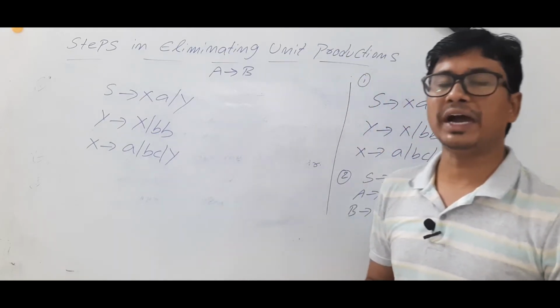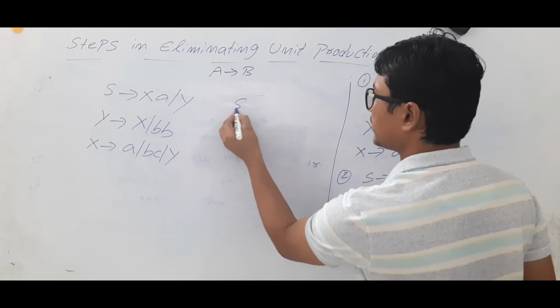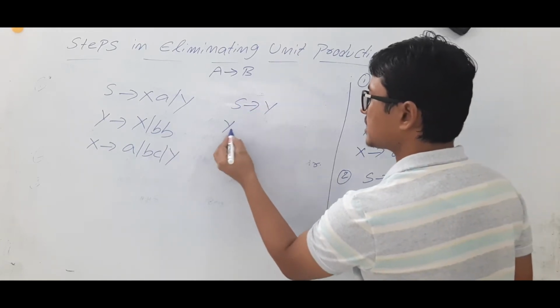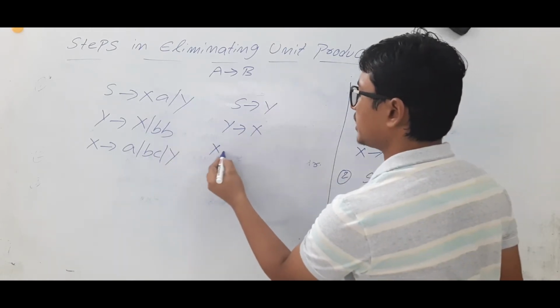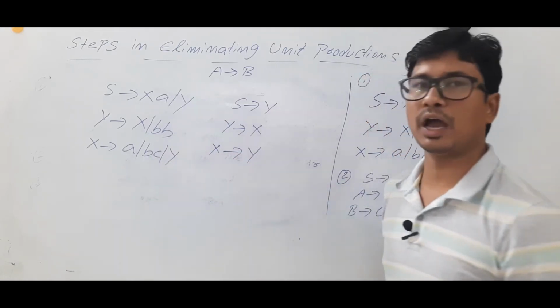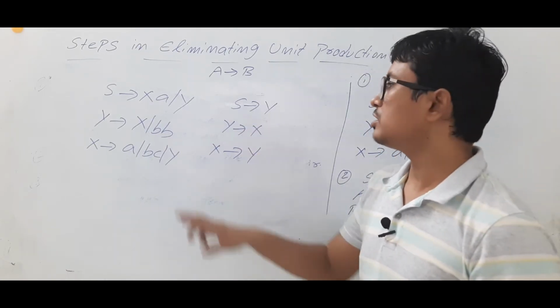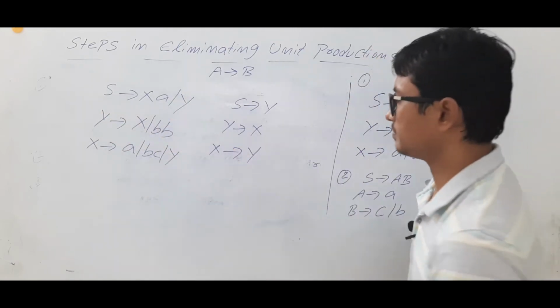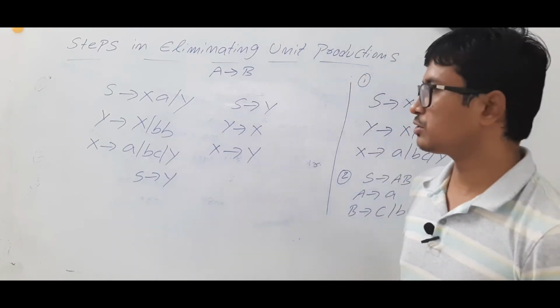Now you need to identify where the unit productions are. S determines Y is 1 unit production. Y determines X is another unit production. Then X determines Y is another unit production. So you have 3 unit productions, and you need to eliminate them. First we will eliminate the S determines Y production. Let me go for eliminating S determines Y.